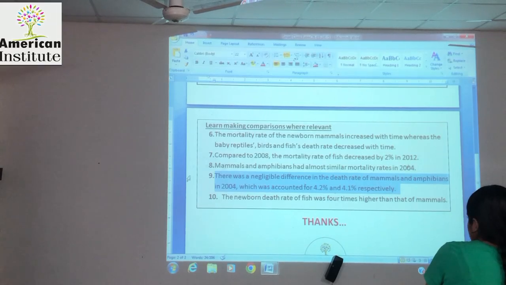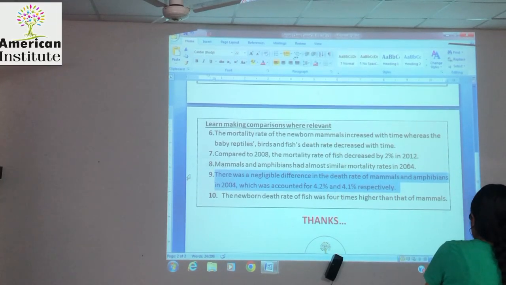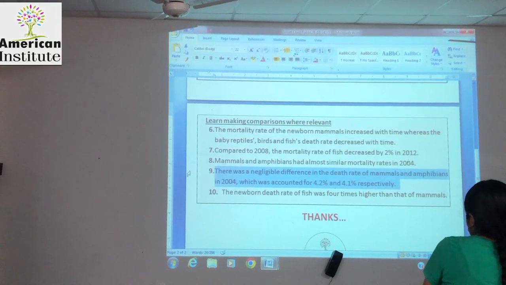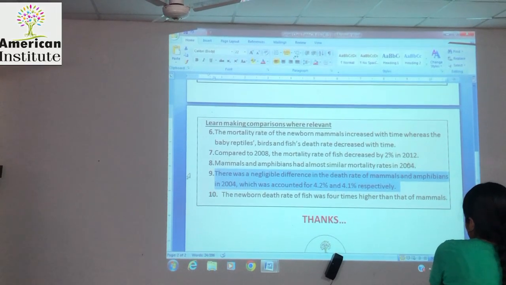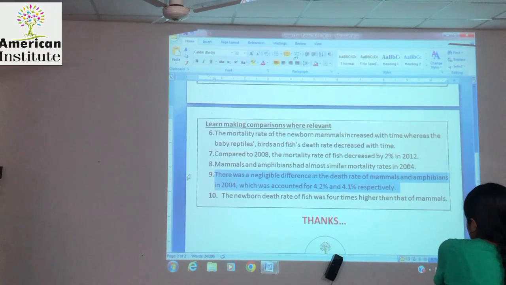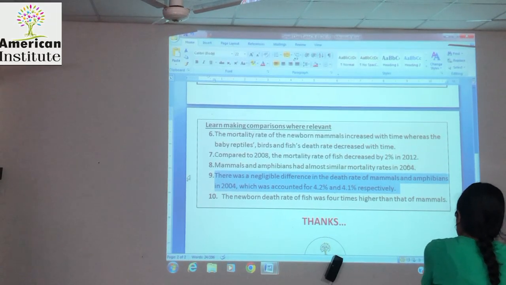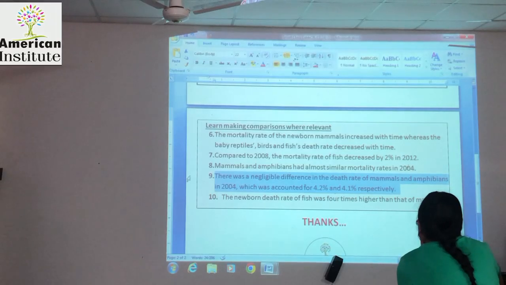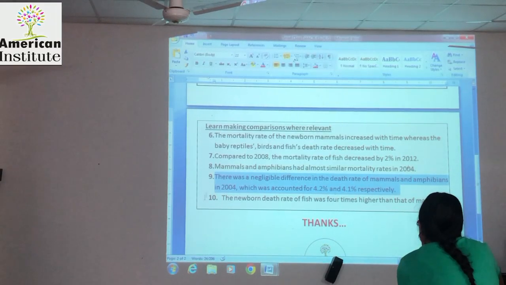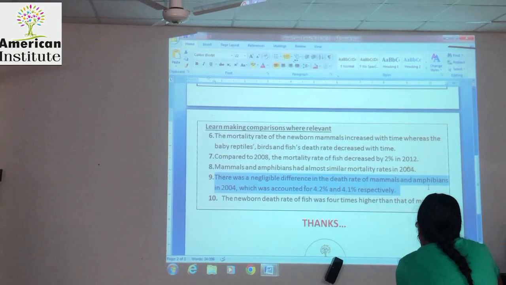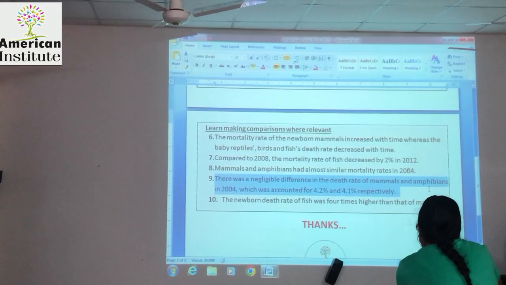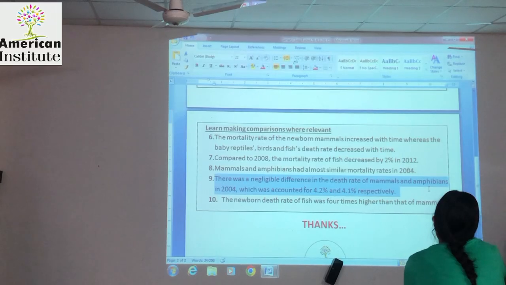There was a negligible difference in the death rate of mammals and amphibians in 2004, which was accounted for 4.2% and 4.1% respectively. Why we use respectively here? We will compare, beta, 4.1 representing the mammals and 4.2 representing the amphibians data in order. Clear?